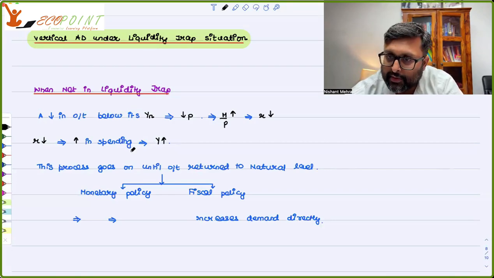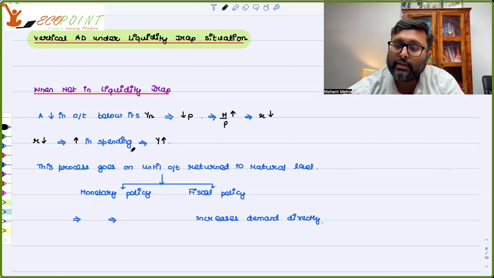Y is equal to C plus I plus G. So if I is going to increase, Y is going to increase. And this process is going to go on till the output is again back at the natural level of output. So output which was lesser than the natural level of output will tend towards the natural level of output, right? This process is going to go on till that particular point.